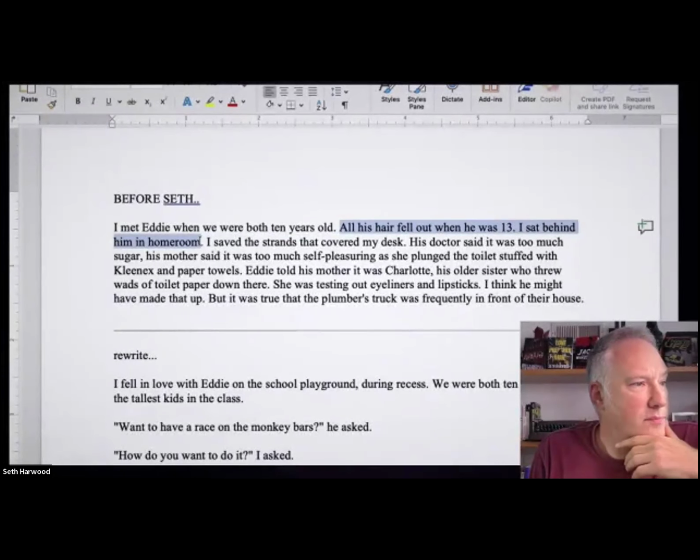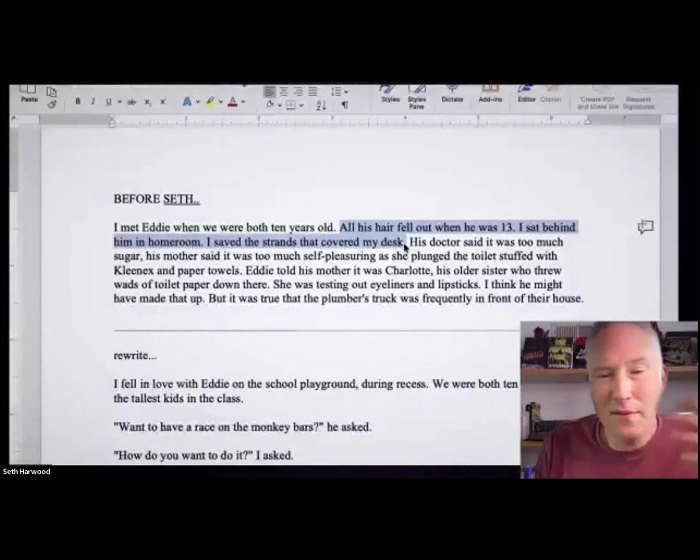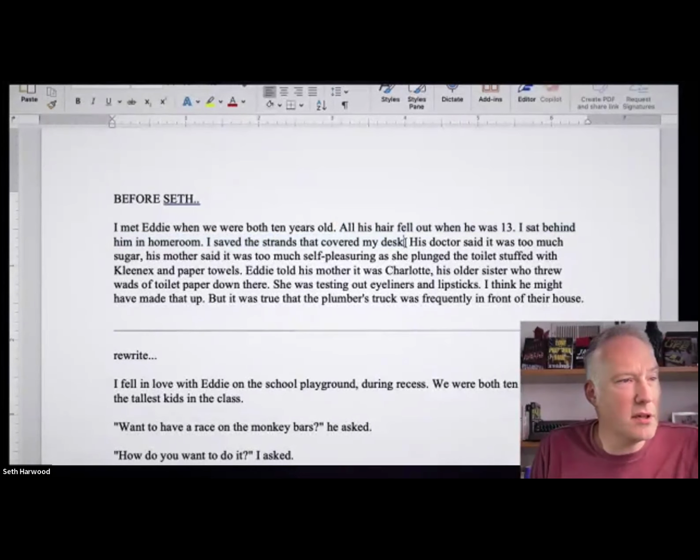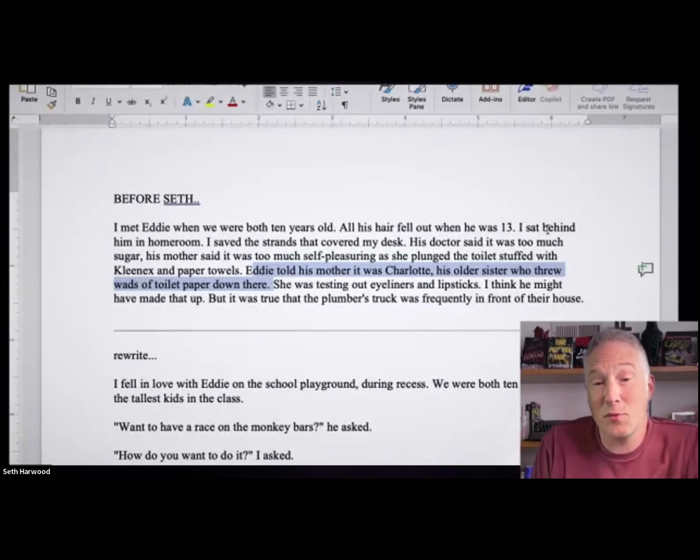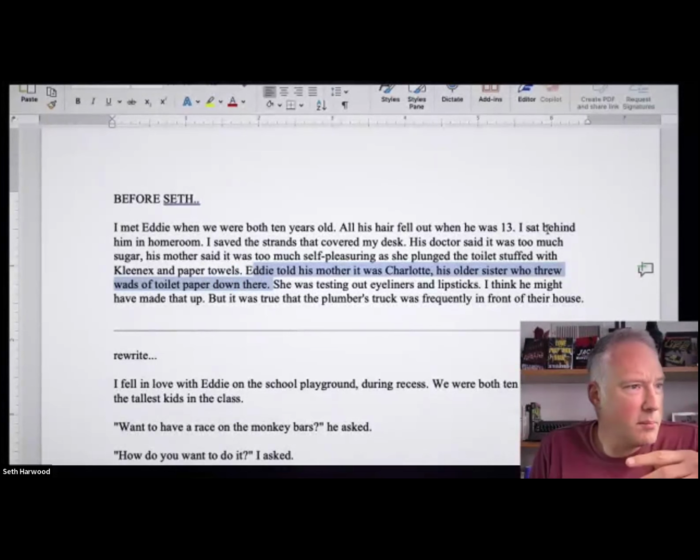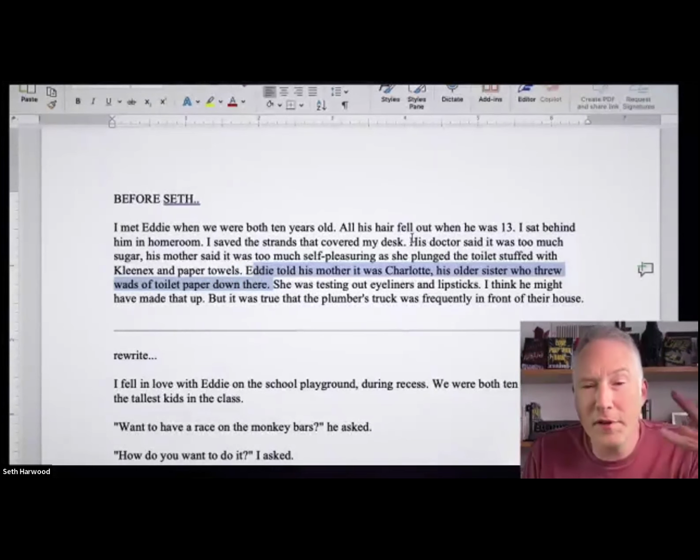"I sat behind him in homeroom. I saved the strands that covered my desk." This probably took less time, but it's still covering, I don't know, how much of the year when she was sitting behind him. "His doctor said it was too much sugar. His mother said it was too much self-pleasuring. Plunged the toilet. Eddie told his mother it was Charlotte, his older sister, who threw wads of toilet paper down there." Maybe that's not summary. Maybe that's one specific piece of conversation that he had with his mother. But it's winding up in a whole bunch of summary. So this paragraph really feels like a lot of Eddie and a lot of the narrator's life is going by really fast.